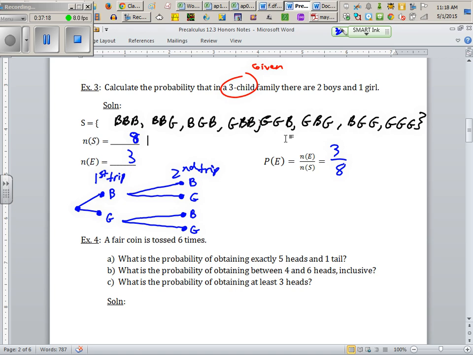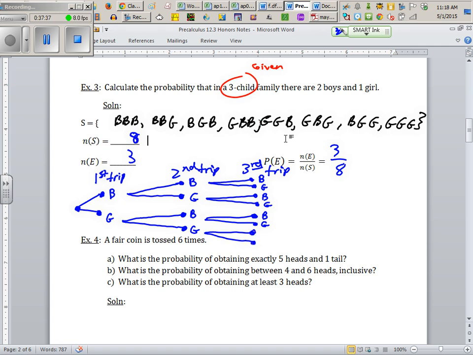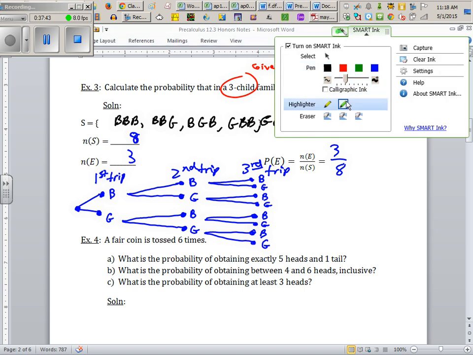Third trip to the hospital comes. Baby's on its way. Let's get to the hospital. Either a boy is born or a girl is born, regardless of previous outcomes. By the way, we call this independence. The fact that you are a boy or a girl will not affect the next person born in your family. Right? Can you see the 8 in this tree diagram? Where is my 8 in this tree diagram?